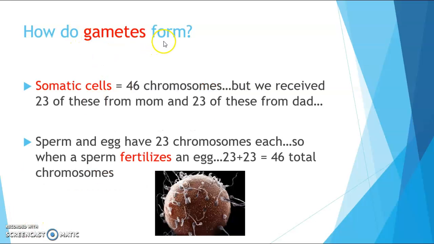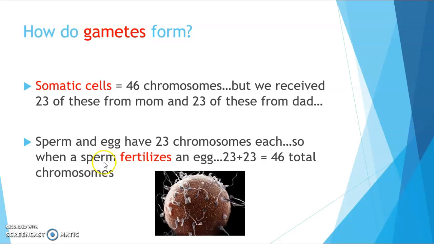So how do gametes form? They only have half of the total number of chromosomes that our somatic cells have. Recall, somatic cells have 46 chromosomes, and we got 23 from each parent. Sperm and egg, however, only have 23 total chromosomes, which makes sense because we know that half of our DNA comes from mom and half comes from dad.